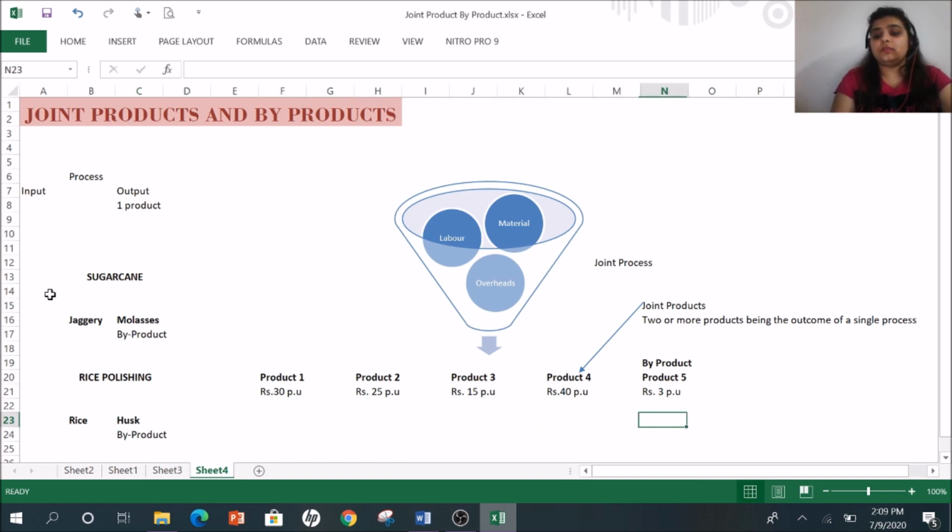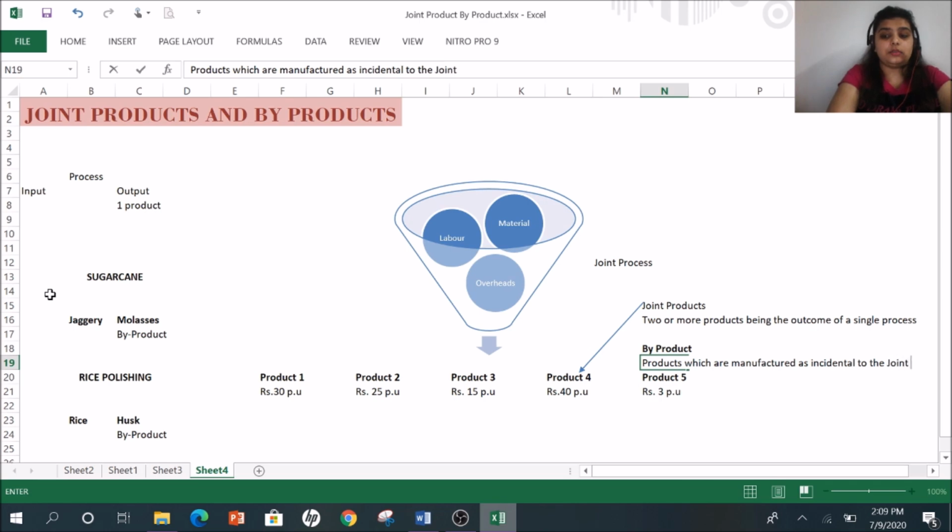Now, with this I will define byproducts as the products which are manufactured as incidental to the joint process. We do not wish to manufacture this. We have not done this whole process to get product 5, but this is incidental to the process. We will get this as our outcome. So these 4 are our joint products and this is our byproduct.